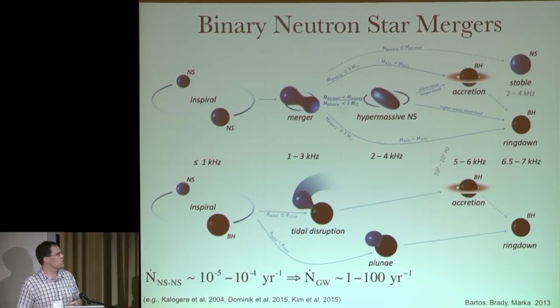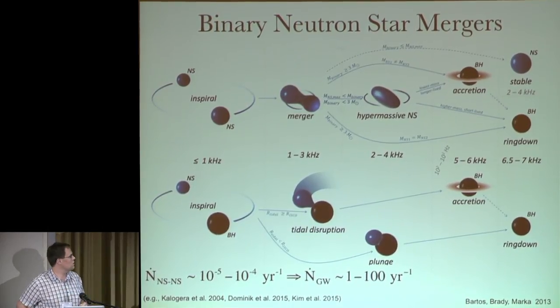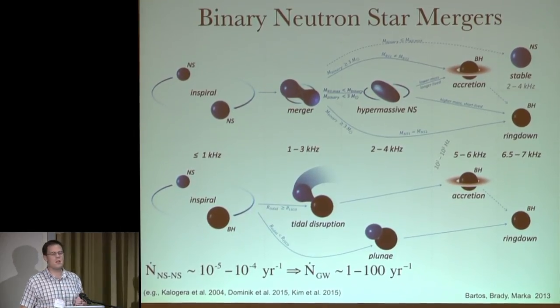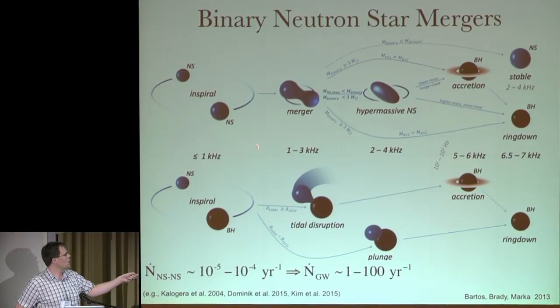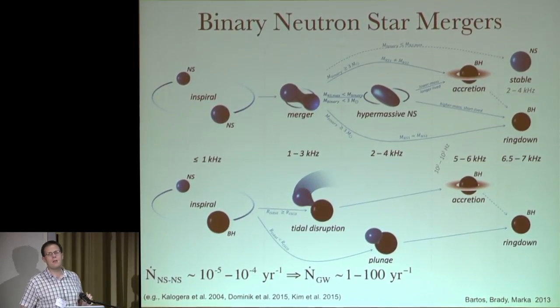So we have different channels for different outcomes if you have two neutron stars or a neutron star and a black hole in a binary. They inspiral slowly through gravitational radiation, and at some point they come to merger. If the equation of state is soft or the mass of the binary is large, we think that the formed object almost immediately collapses into a black hole. But this is probably not the most common outcome.